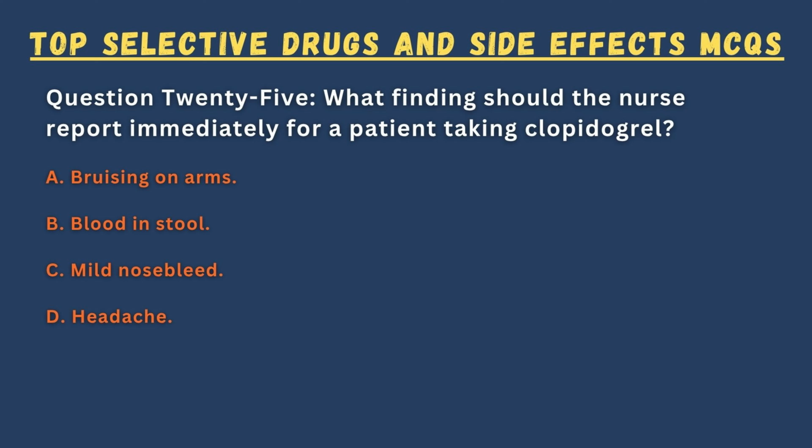Question 25. What findings should the nurse report immediately for a patient taking clopidogrel? A. Bruising on arms. B. Blood in stool. C. Mild nosebleed. D. Headache. Answer: B. Blood in stool.